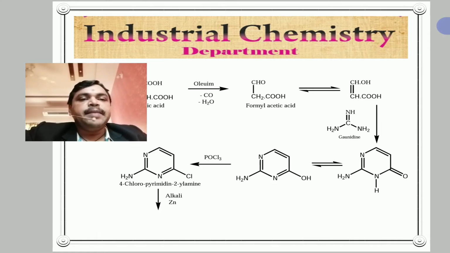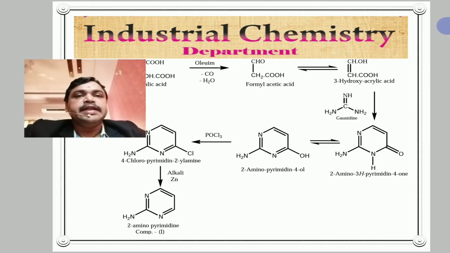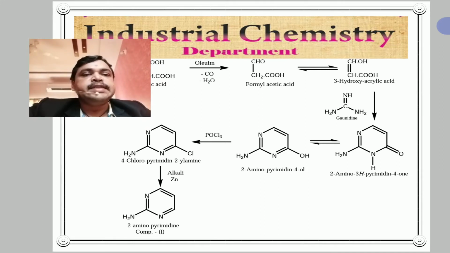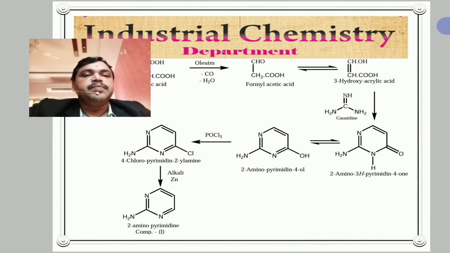Now this 4-chloropyrimidin-2-amine is treated with zinc, Zn, in the presence of alkali. In the reaction, the chloro group and zinc react and zinc chloride is removed, and we get 2-aminopyrimidine. We use this 2-aminopyrimidine as an intermediate compound in the synthesis of our sulfapyrimidine.